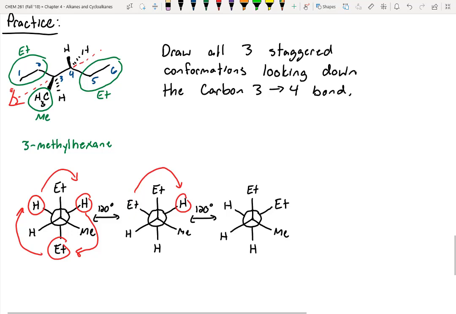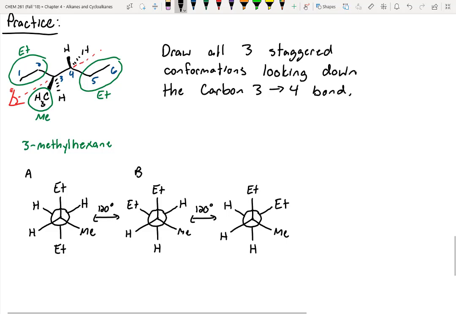What I want you to do now is to ask yourself, all right, which of these is the most stable? Second most stable, third most stable, and then check with your neighbor and see if you agree. So think about it as A, B, and C. Determine is A most stable, B most stable, C most stable, and so on.